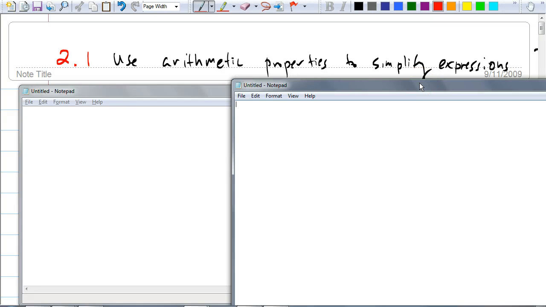So today we're going to use arithmetic properties to simplify expressions. That's our topic today. And you will find that these properties, you already know how to do them. You just don't know what they're called.